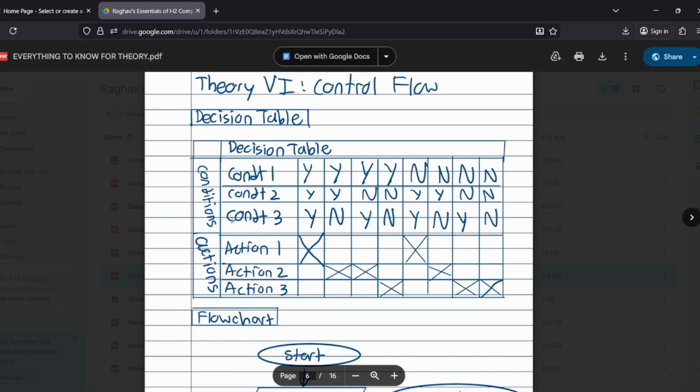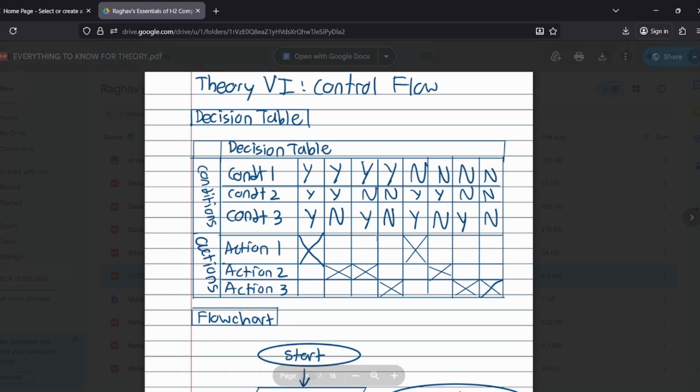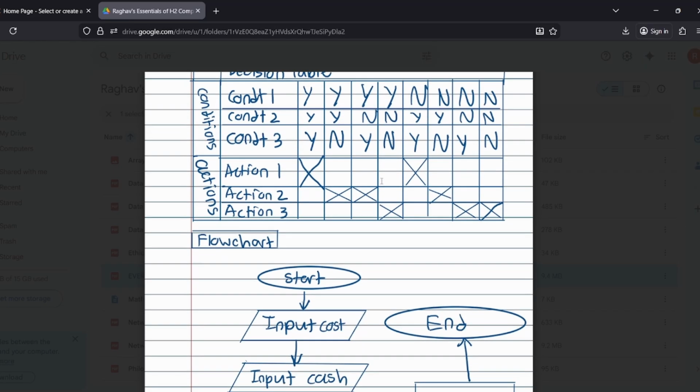Decision tables, again, you've done this so many times. Come on, you got this. Just remember, you have to put an X, not a tick. Please don't put a tick. That will be the worst way you can lose marks, genuinely.